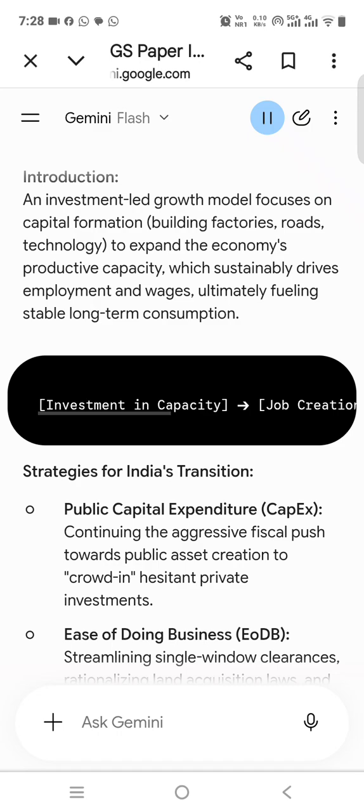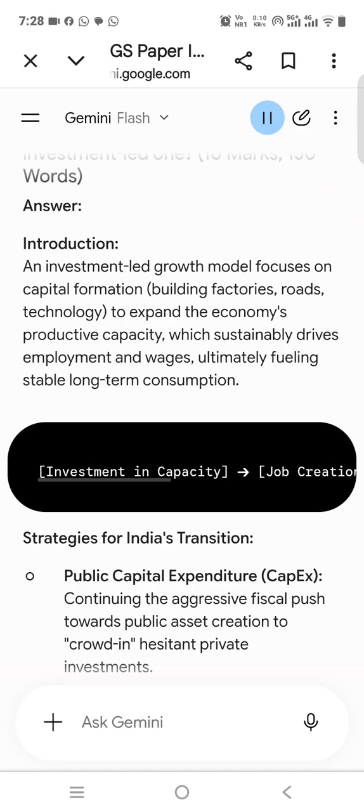Strategies for India's transition: public capital expenditure, CapEx, continuing the aggressive fiscal push towards public asset creation to crowd in hesitant private investments. Ease of doing business, EODB, streamlining single window clearances, rationalizing land acquisition laws, and ensuring policy predictability to attract foreign direct investment, FDI.